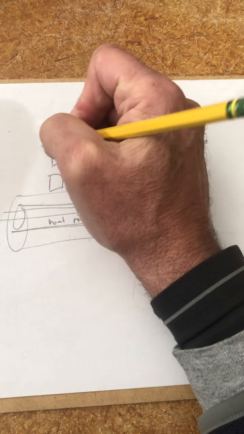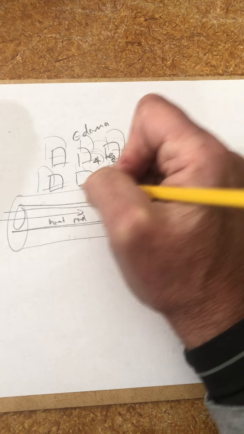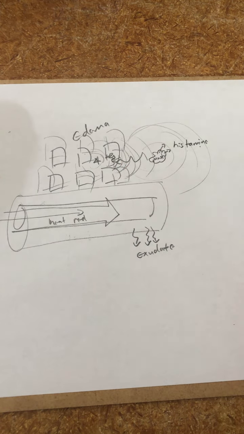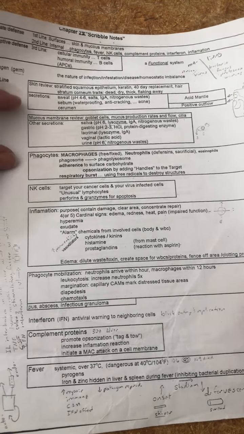And with edema, the cells kind of sort of back away from each other, and they create more space between them. So, when it comes around to the cardinal signs, we've identified at least 3 of them right now.